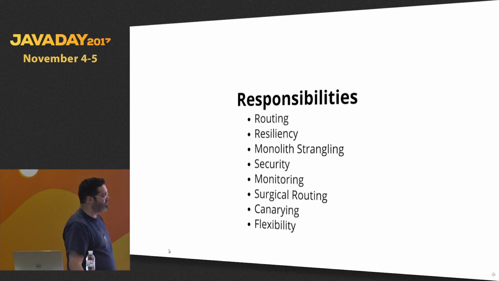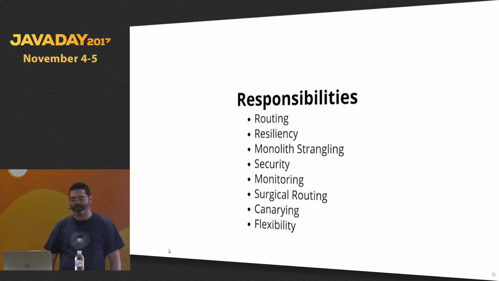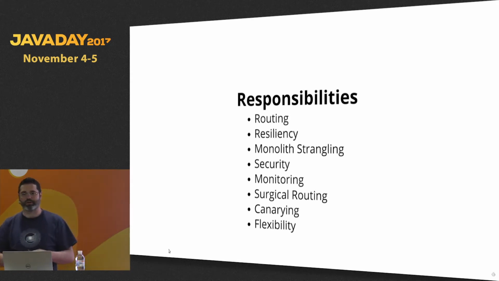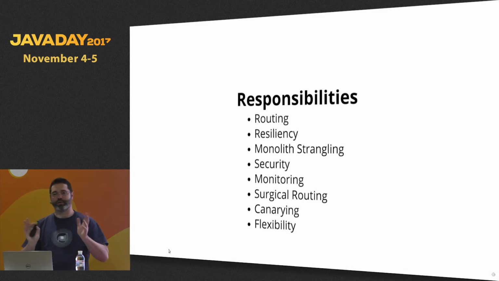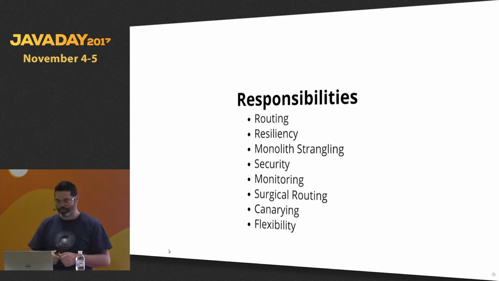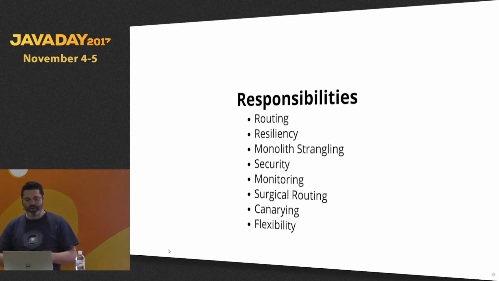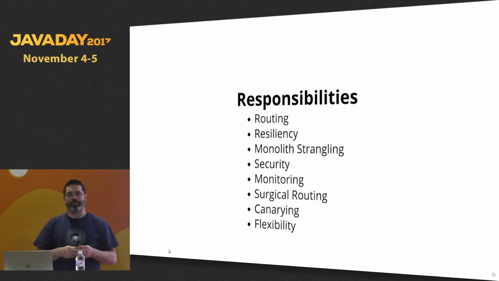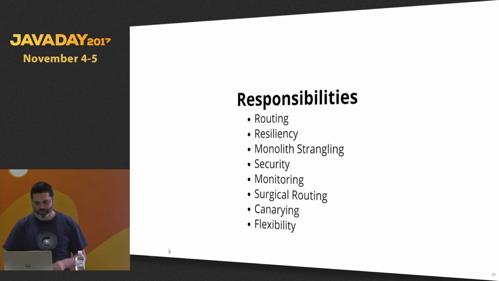Security can happen here, monitoring, surgical routing. I know lots of places will say, hey, we've got a problem with this particular customer. Let's route him to a debug cluster or something like that, where you've got instrumentation turned on and extra logging turned on so you can see what problems are happening. In general, flexibility, right? Your front-end application doesn't have to change if your back-end changes. You can simply change your routing rules, for example.